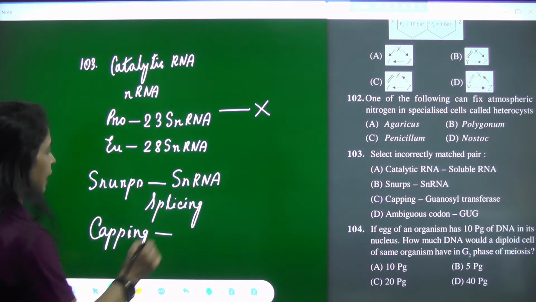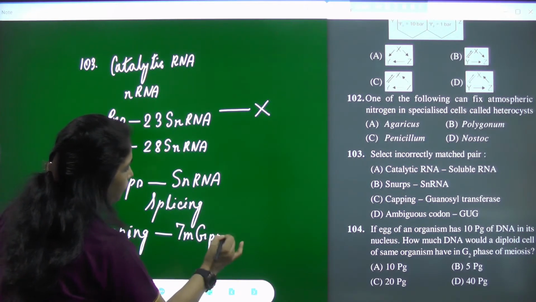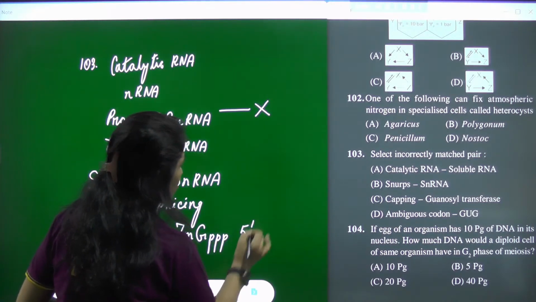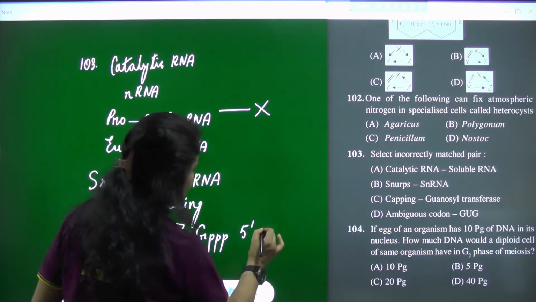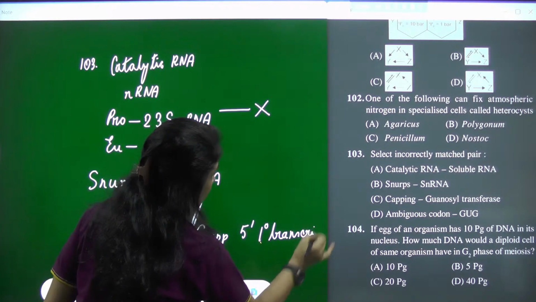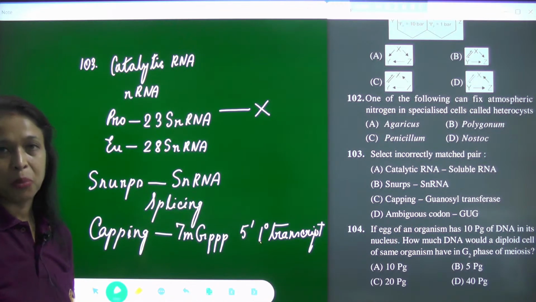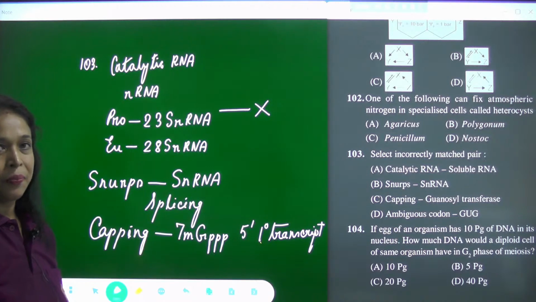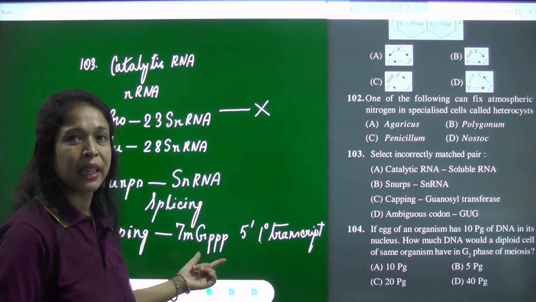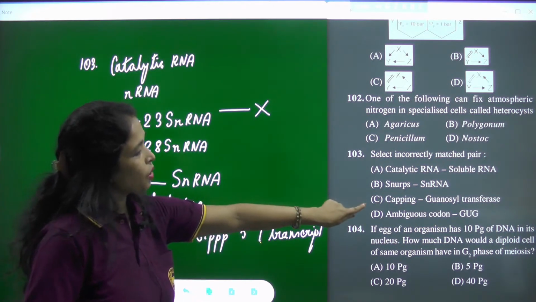Capping means addition of 7-methyl guanosine triphosphate at the 5' end of the primary transcript. This is the first step of post-transcriptional modification in a eukaryotic cell, right? Capping is performed in the presence of the enzyme guanosyl transferase. So C is also correct.